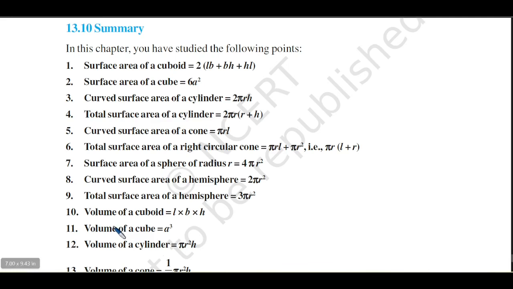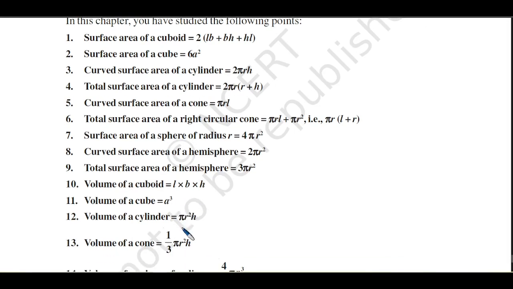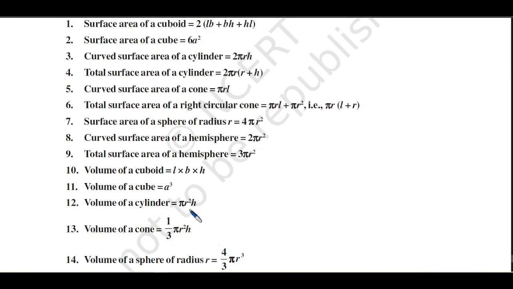Volume of a cuboid is length into breadth into height. Volume of a cube: length, breadth, height are all the same, so it's A into A into A, A cube. Volume of a cylinder: pi r square is the area of the circle. I have said you put stacks of pi r square circular blocks h times. So it is pi r square into h.